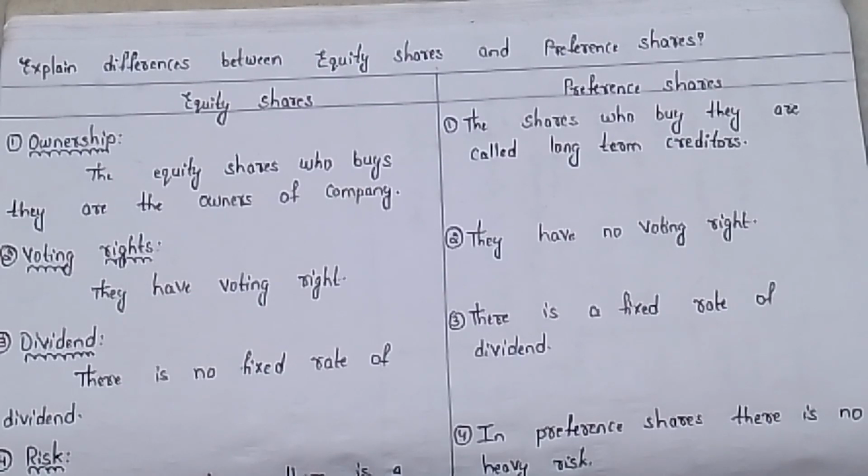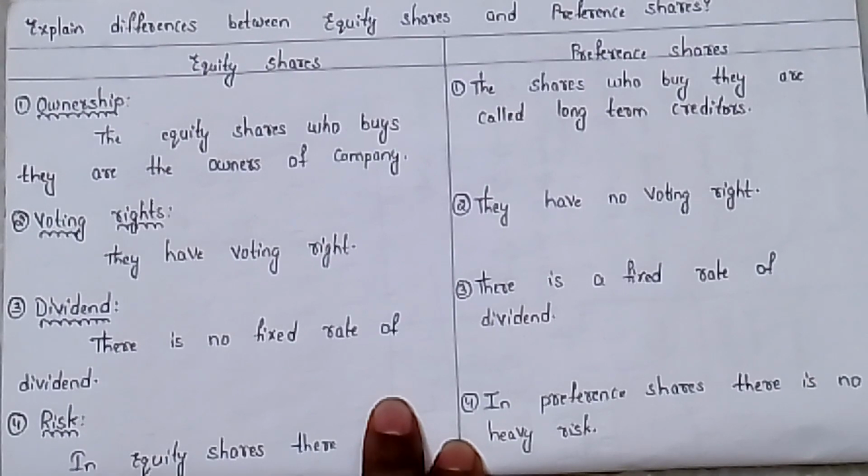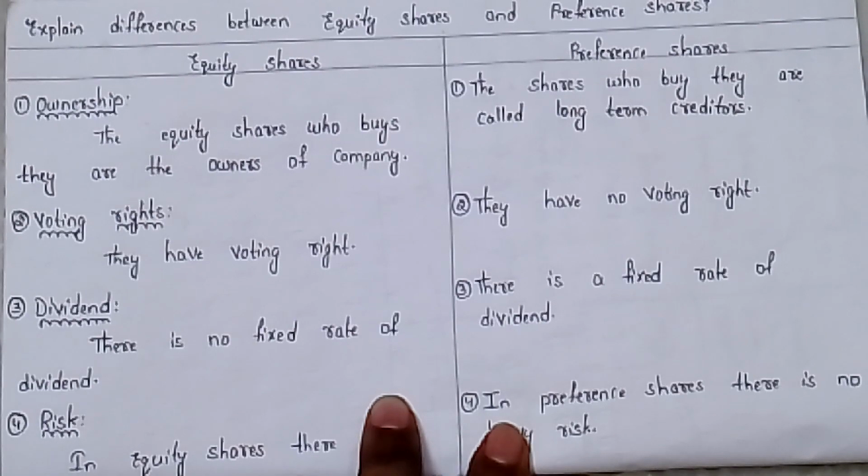Difference between equity shares and preference shares. First point, ownership. Those who buy equity shares are called the owners of the company. Those who buy preference shares are called creditors, but they are called long term creditors.